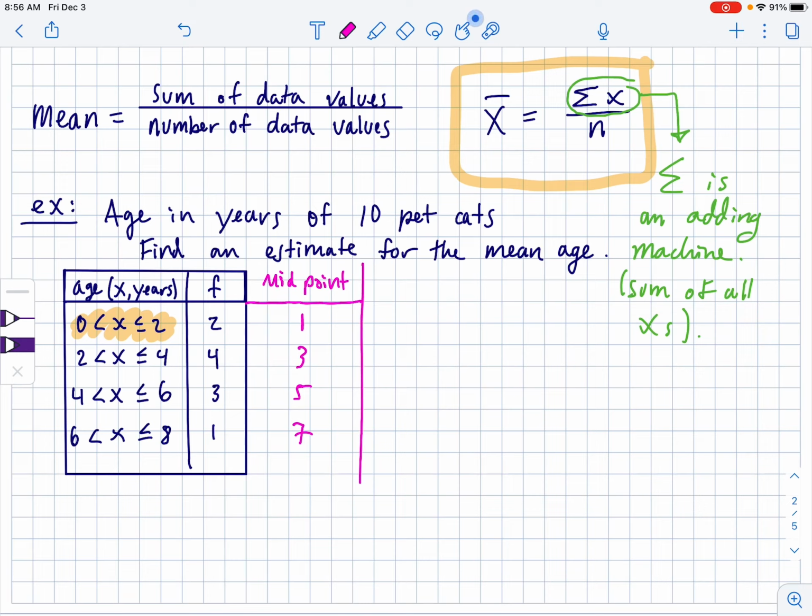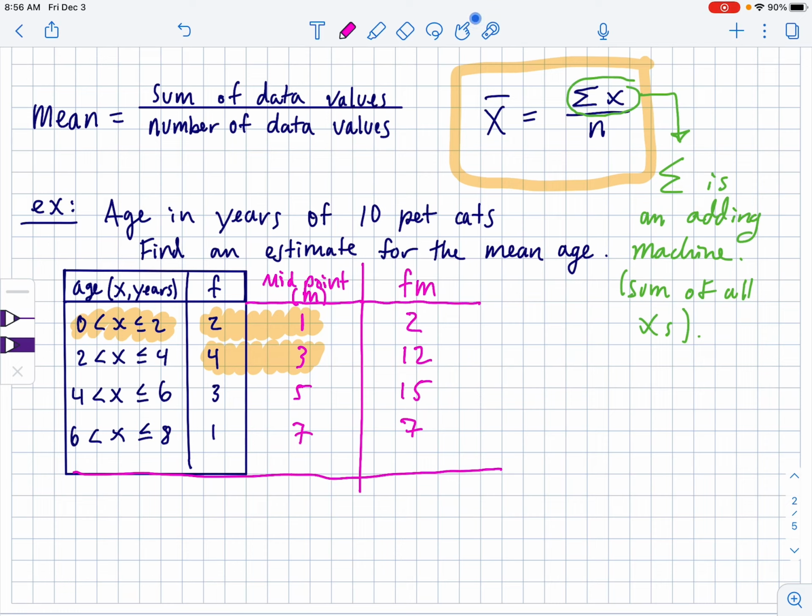Then we need to add another column. This midpoint you can think of as M. We are going to add an FM column, which is frequency multiplied with the midpoint. So 2 times 1, if you multiply those together, you get 2. And then if you multiply 4 and 3 together, you get 12. 3 and 5 is 15. 1 and 7 is 7.